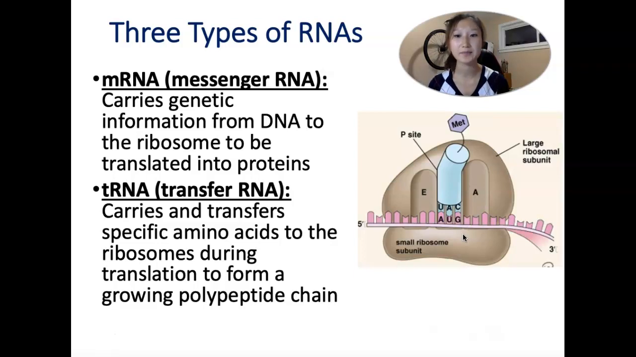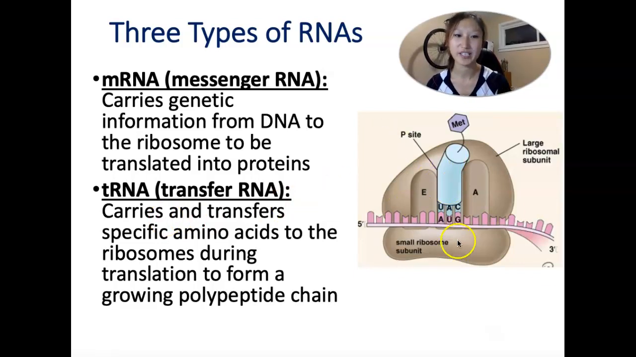So tRNA is used to transfer specific amino acids. When we say specific, what we mean is there are different types of amino acids and different types of tRNA that can only carry one type of amino acid. Each type of tRNA is directly associated with one specific type of amino acid. And where does the tRNA go? It goes to the ribosome.